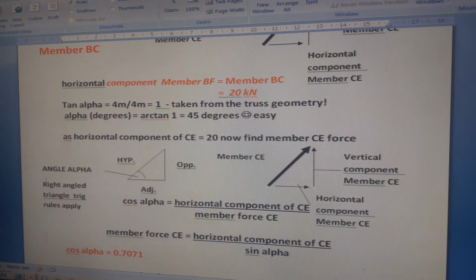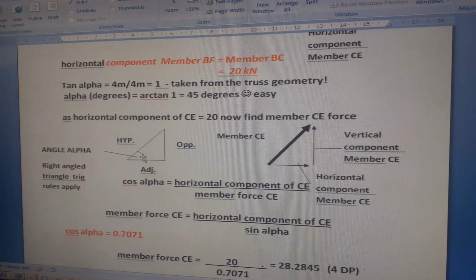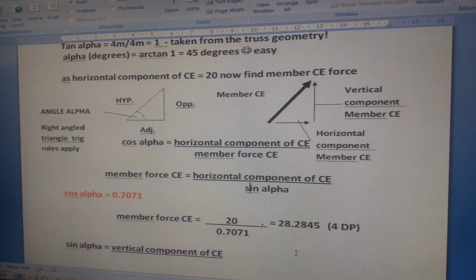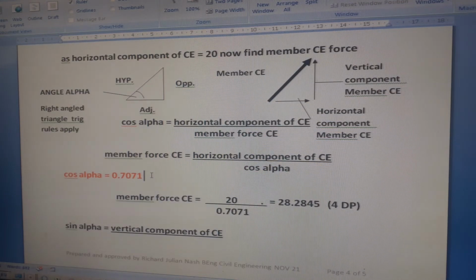So this is just a recap of trigonometry. To find the angle alpha, that's the triangle: opposite, adjacent, hypotenuse, right-angled triangle. So for member CE, cos alpha equals the horizontal component of CE divided by member force CE. Oops, member force CE equals the horizontal component of CE divided by cos alpha. Cos alpha equals 0.7071. Member force CE therefore equals 20 divided by 0.7071 equals 28.2845, to 4 decimal places.